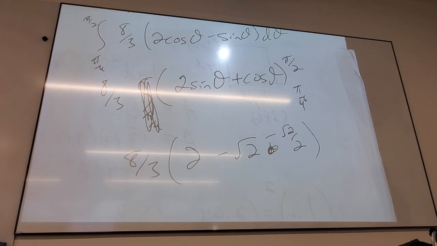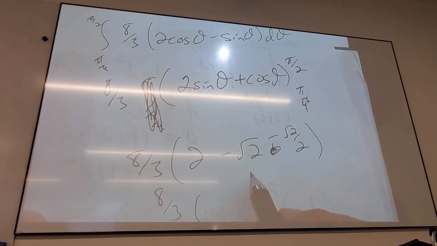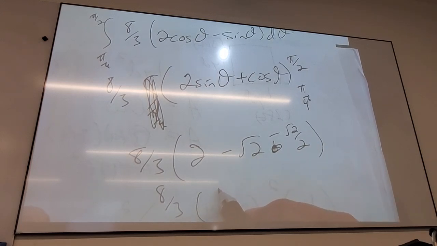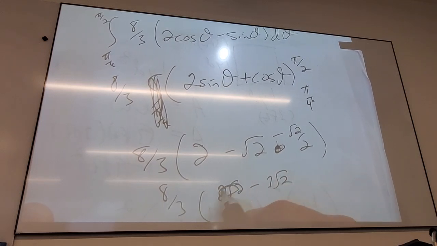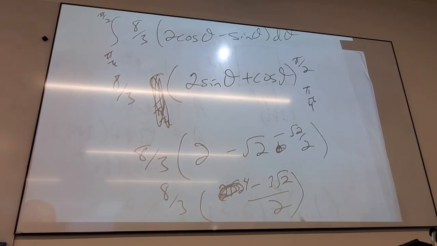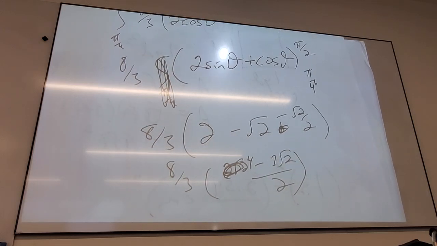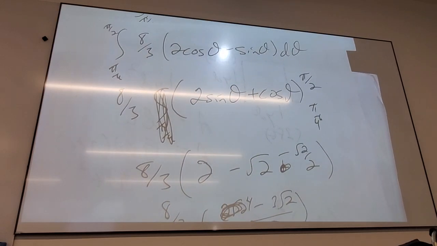So then you get whatever that is. It's going to be 8/3 times 2 minus 3 rad 2 over 2. It'll be 4 minus 3 rad 2 over 2, if I want to do it that way. And then I could do more stuff, but it doesn't matter. The last part doesn't matter. That's easy enough. What matters is the middle part.